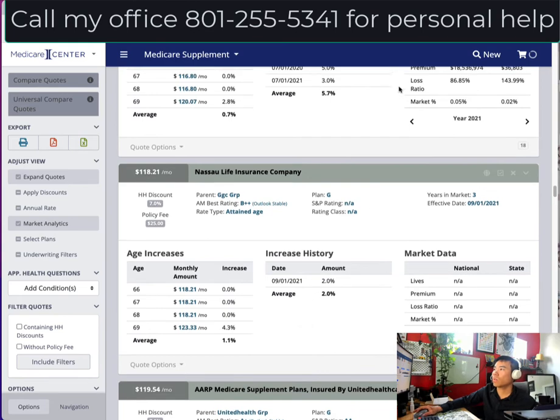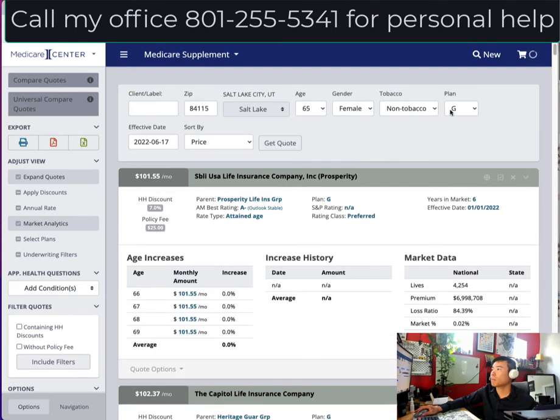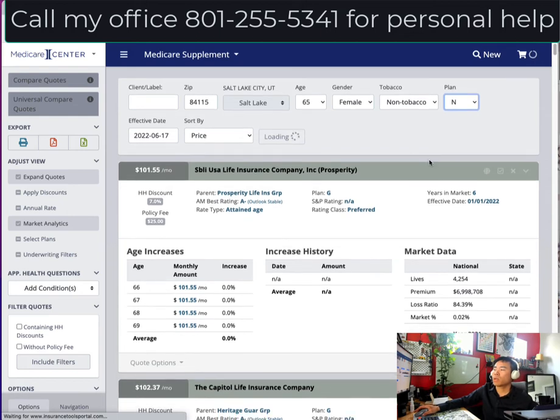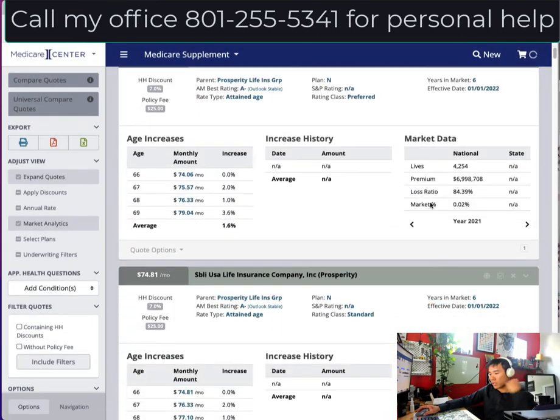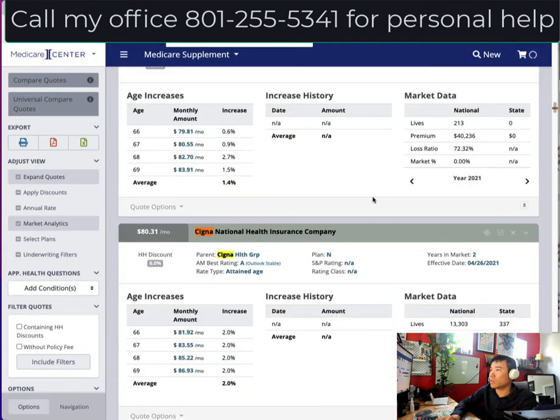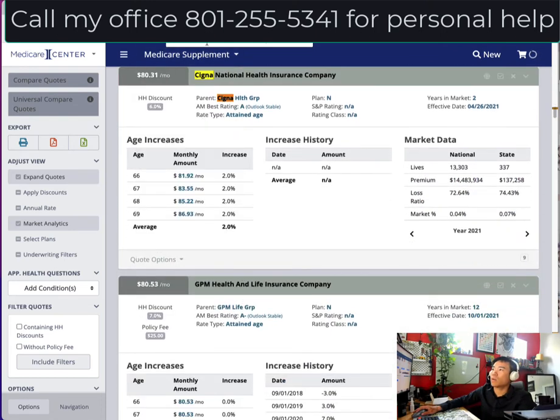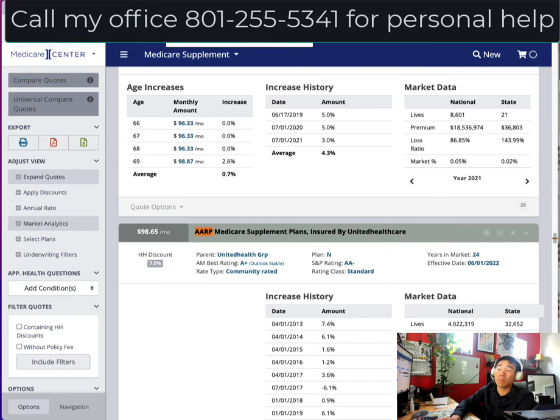So 116, 119, and if you go look at Plan N, here's what the difference in premium looks like. Remember, Cigna was 116, AARP was 119, and the premium difference between a G and an N is this. So let's go back to Cigna. $80.31 with Cigna for a Plan N. So that's about $40 difference with Cigna. And then AARP United Healthcare is $98.65, about a $20 difference, right?